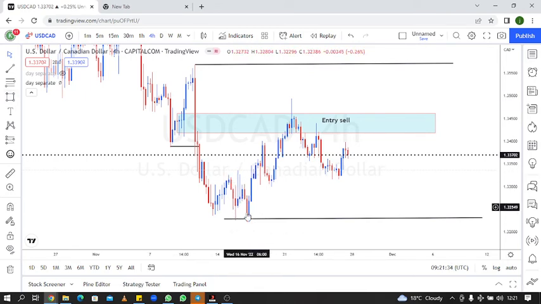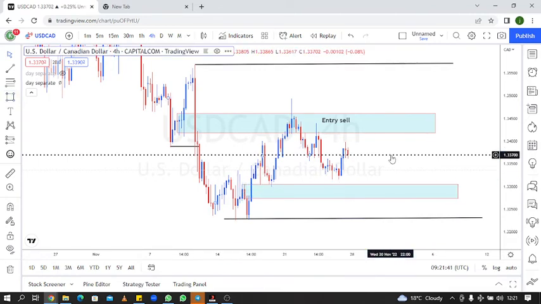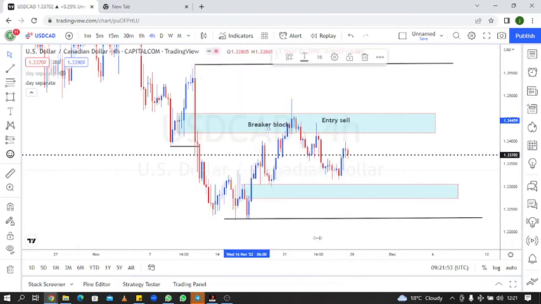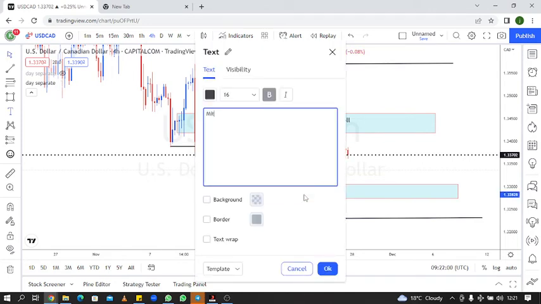How do you call this? Remember, this is the breaker which failed to break this low, so we call this one a mitigation block. You see, so this is a breaker block. This is the breaker block. Then this is our mitigation block.